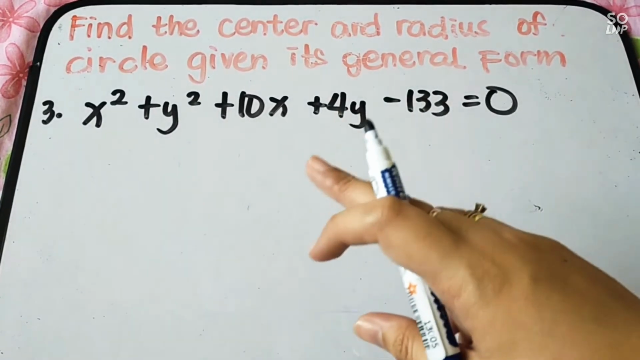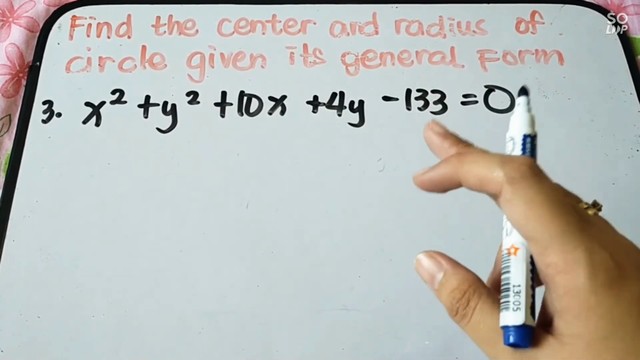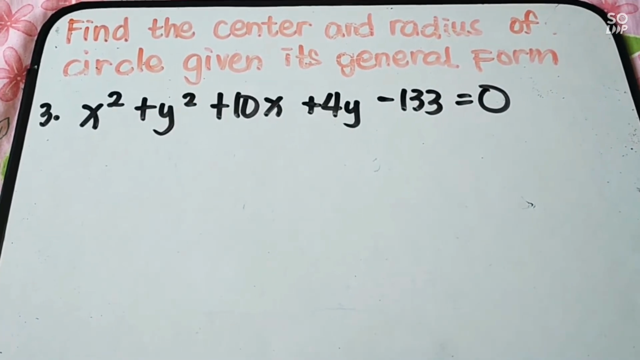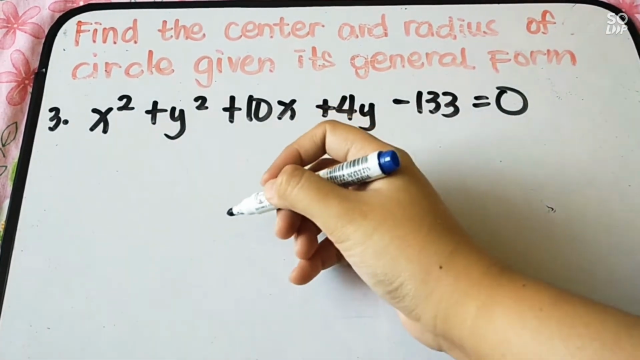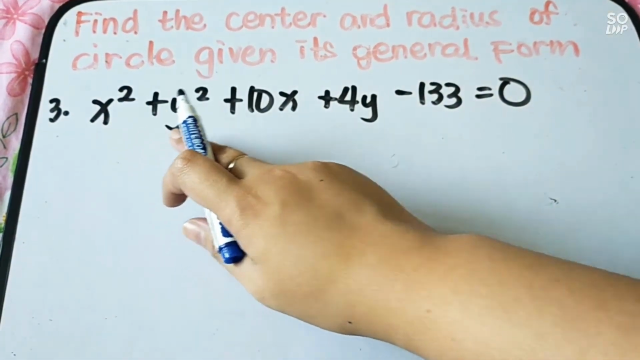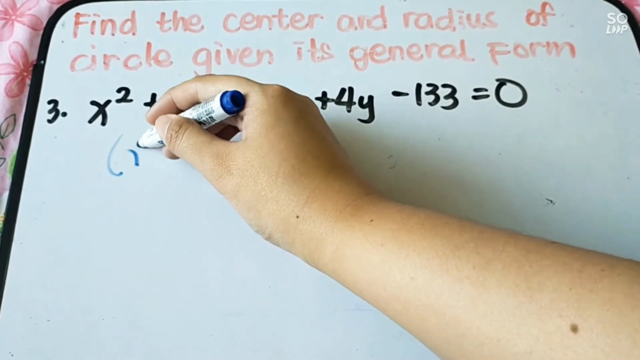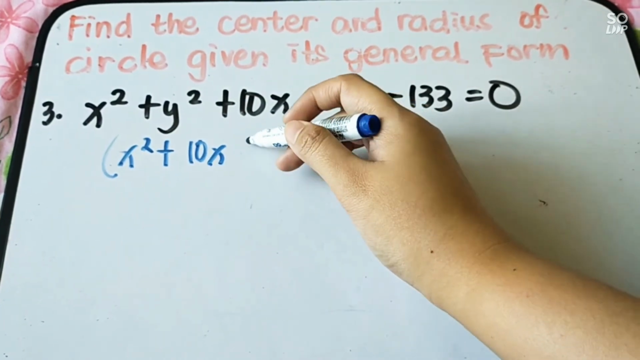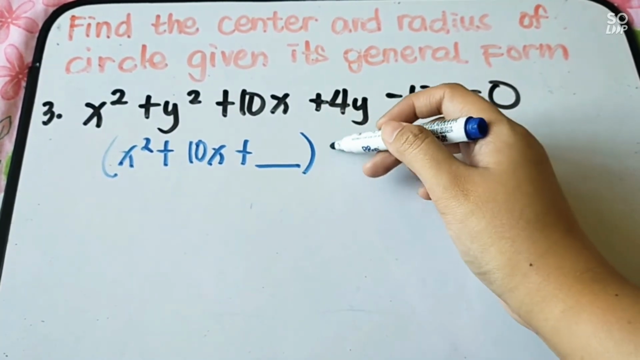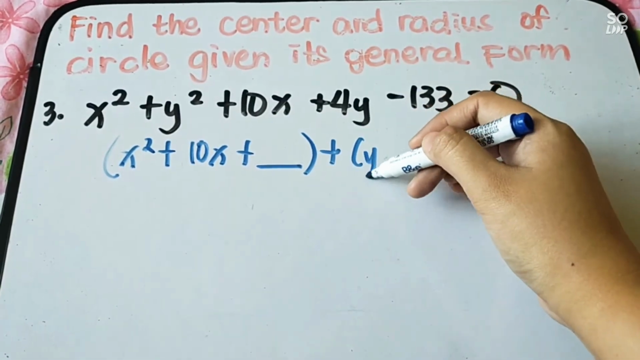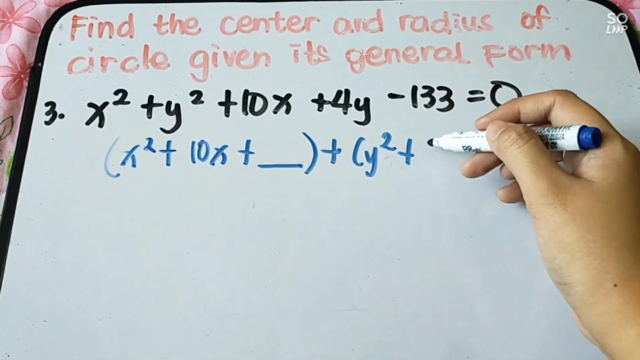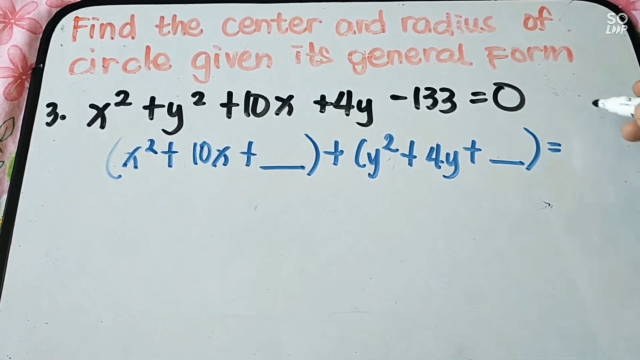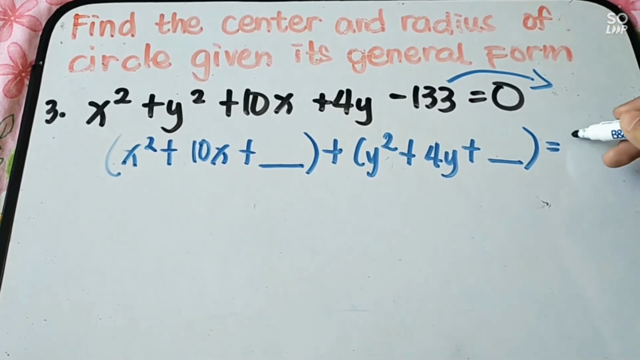Number 3. X squared plus y squared plus 10x plus 4y minus 33 equals 0. Let us apply again the completing the square. We group the x terms together: x squared plus 10x, then plus a blank. Then, plus again, we have y squared plus 4y plus a blank. Then, equals, move this to the other side, it becomes 133.